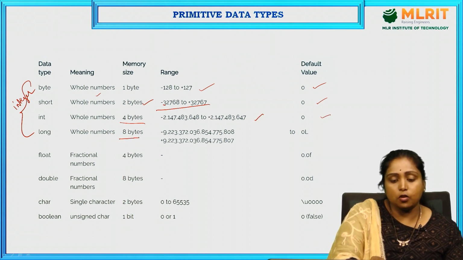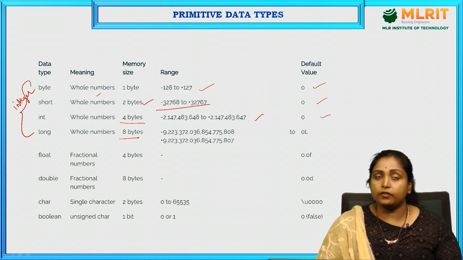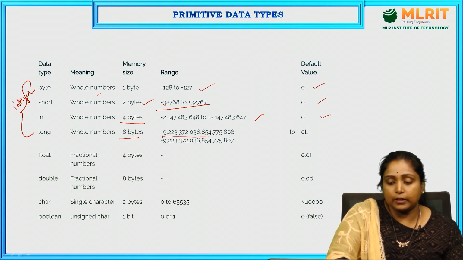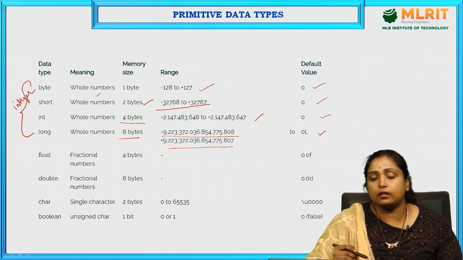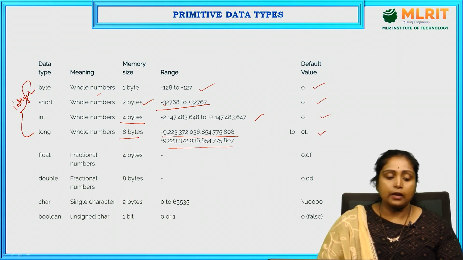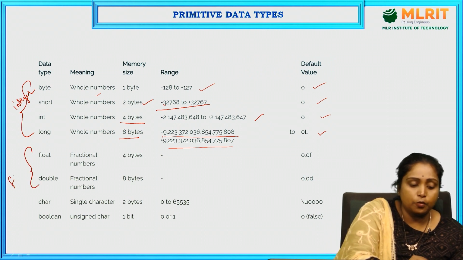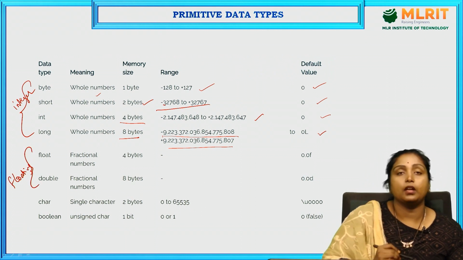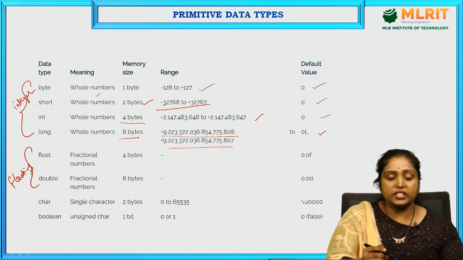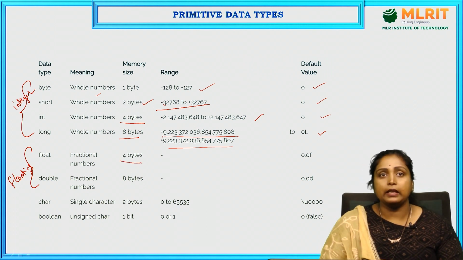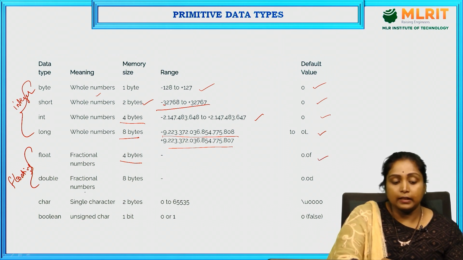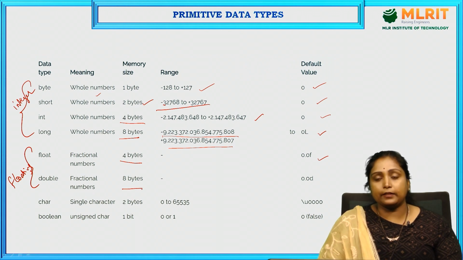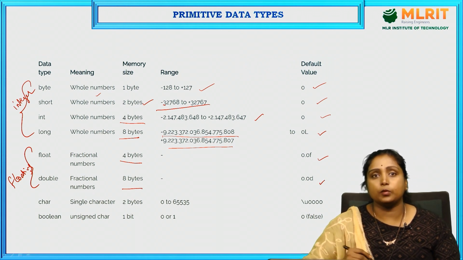And long will be double of integer, which can hold 8 bytes of memory. This is the range of long, and the default value is 0L. And these two come under floating point. Float can hold 4 bytes of memory, for decimal values, and the default value is 0.0F. Whereas double can hold 8 bytes of memory and the default value is 0.0D.